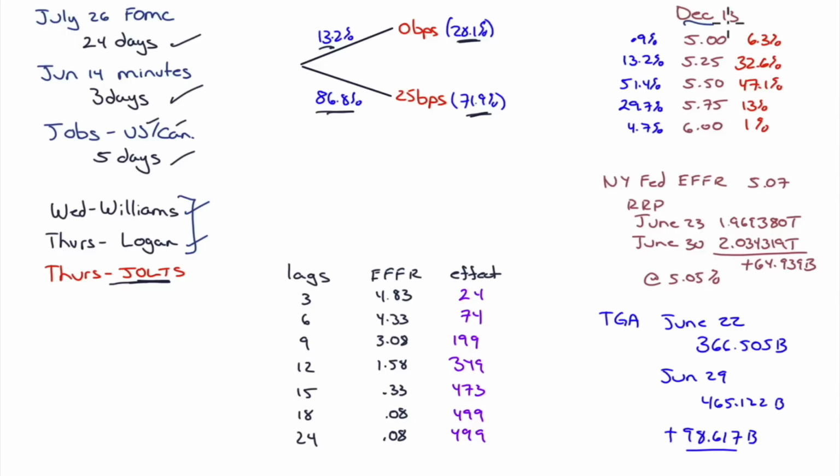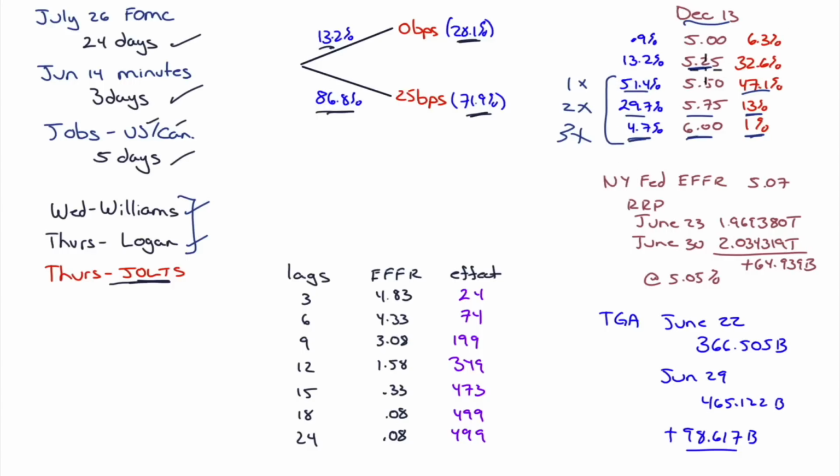Look at December at the 6%. Last week, 1%, a little bit touching the 6%. Now it's 4.7%. This is 3 rate hikes. 2 rate hikes would bring us to 5.75. 13% is now almost 30%. And at least 1 rate hike, 47 up to 51. So at least 1 or more rate hikes have a total of 85% probability.